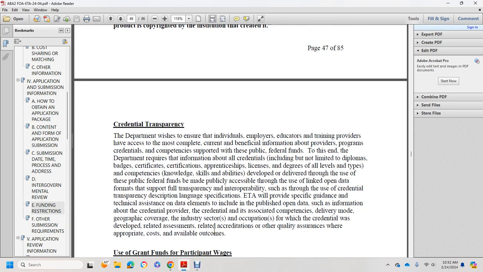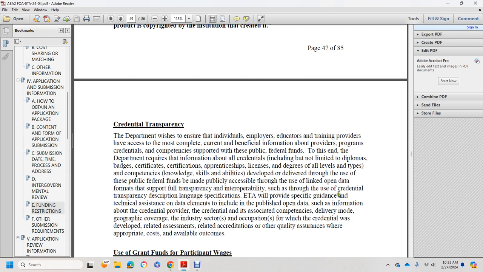Credential transparency. The department wishes to ensure that individuals employed with the education and training provided have access to the most complete, current, and beneficial information about providers, programs, credentials, and competencies funded with public federal funds. To this end, the department requires that information about all credentials, including but not limited to diplomas, badges, certifications, apprenticeships, licenses, and degrees of all levels and types, and competencies, including knowledge, skills, and abilities developed and delivered through the use of public federal funds, be made publicly accessible through the use of linked open data in a format that supports full transparency and interoperability, such as through the use of the Credential Transparency Description Language specification.